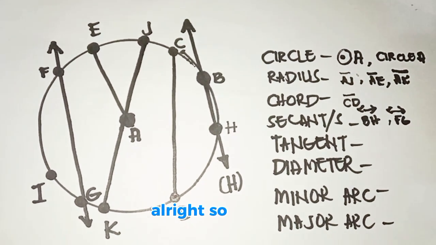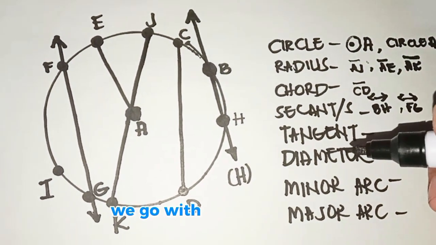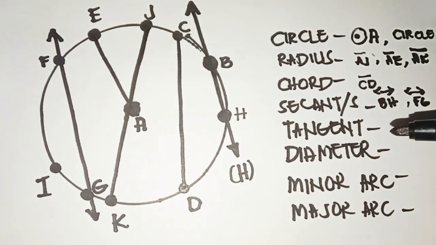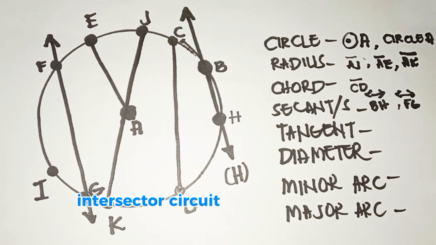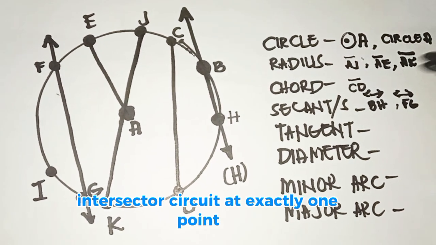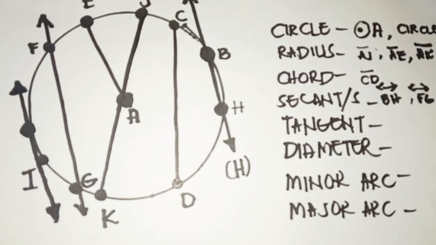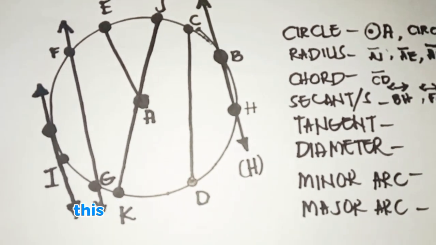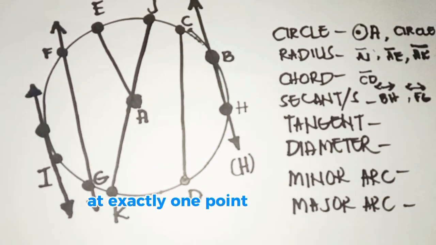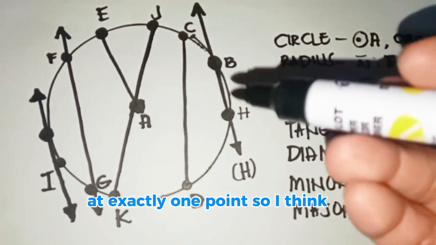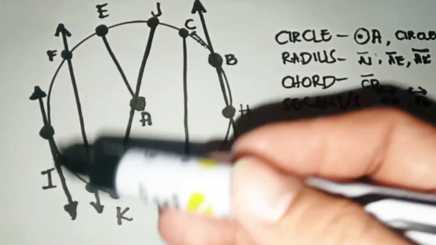Alright, so next we go with the tangent. The tangent is a line that intersects the circle at exactly 1 point. So for a tangent, this is a line that intersects the circle at exactly 1 point. So I think the best example here is this.